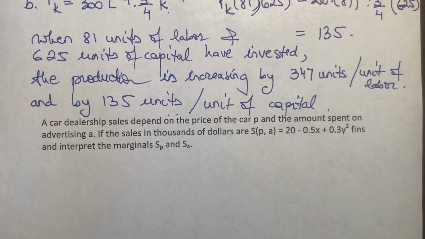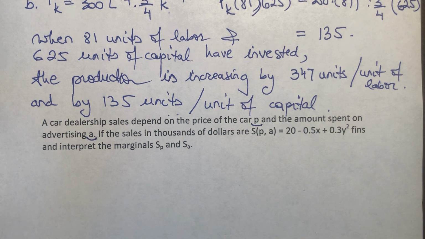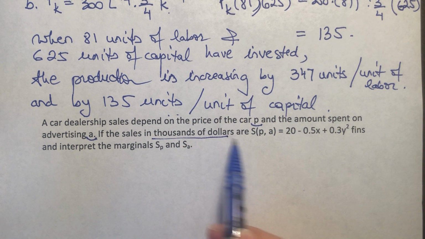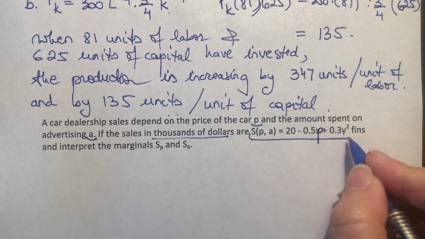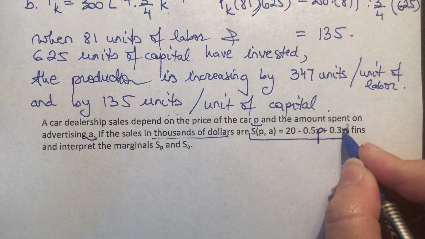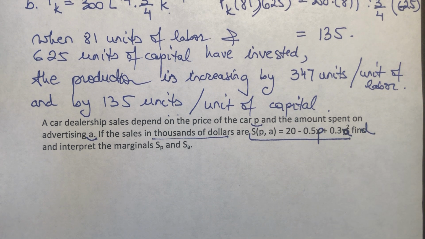Here's one about a car dealership. A car dealership's sales depend on the price of the car, sure enough, and the amount spent on advertising. So you have to get the people in, and then you have to find the right price for that car. If the sales in thousands of dollars are given by this function, where this is P and this is A, find and interpret the marginals SP and SA.